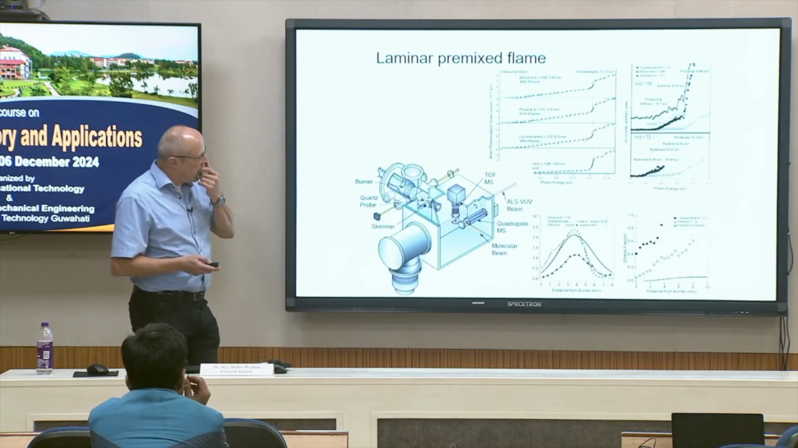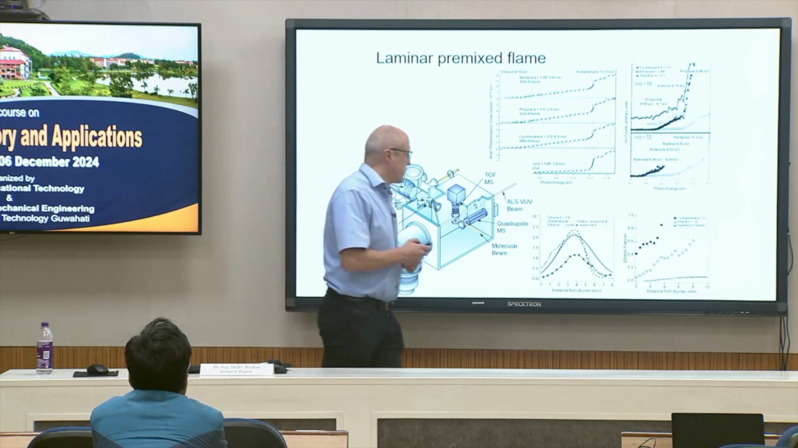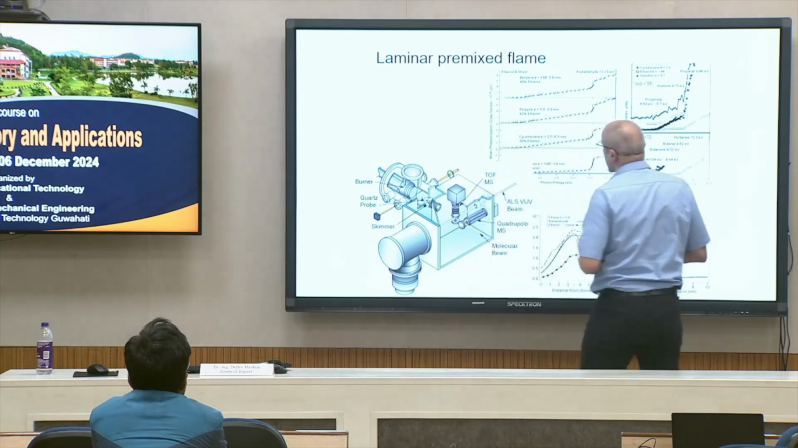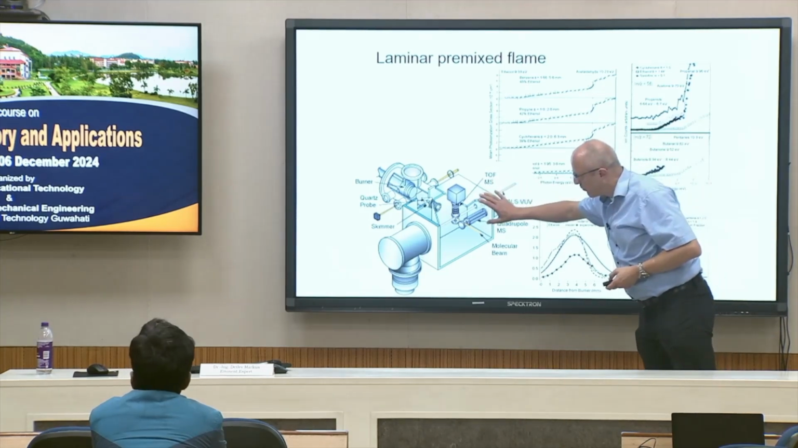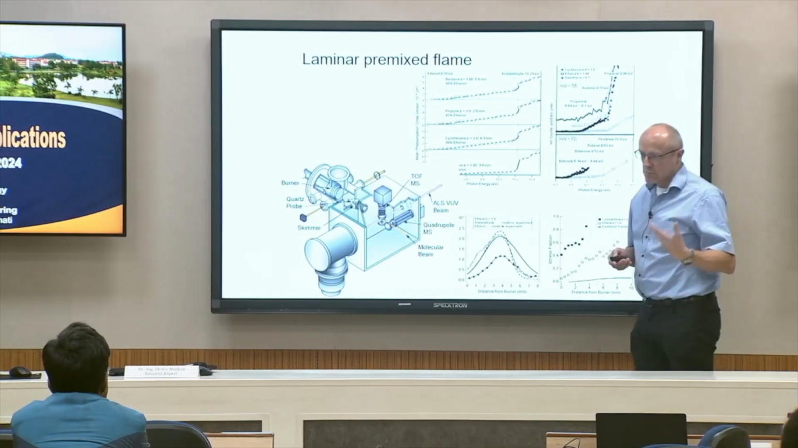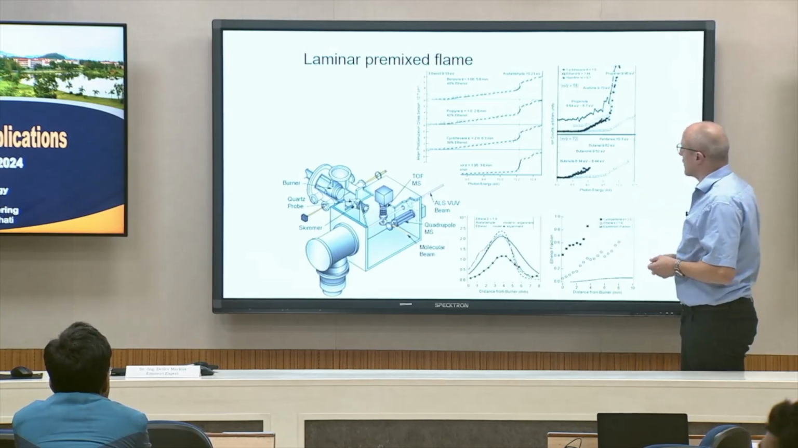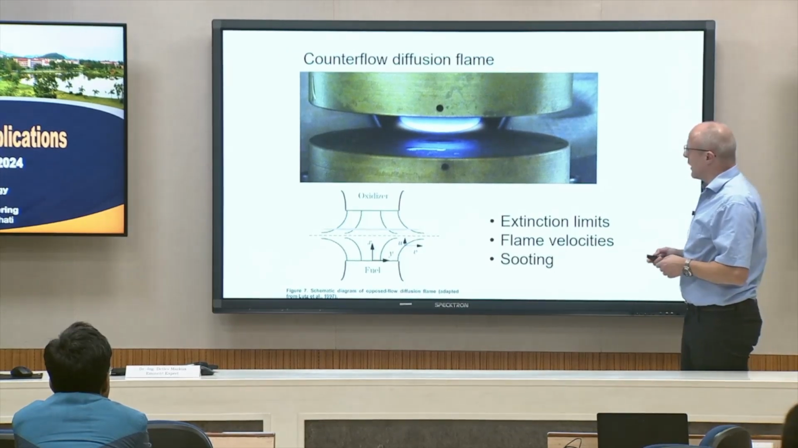But we also can perform much more complex experiments, which are set up here. So here we have this mass spectrometer attached to our laminar premix flame, and we can examine then for specific configurations the amount of intermediates at specific conditions. And I think we come to an end for today.